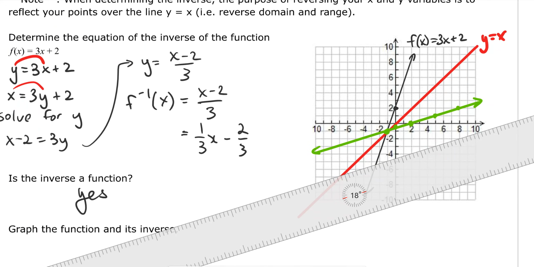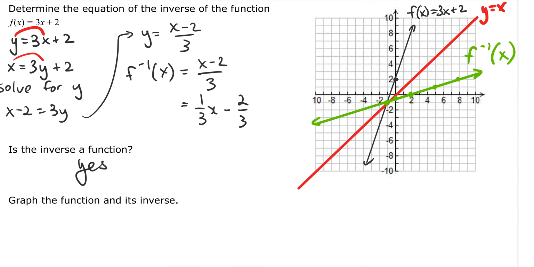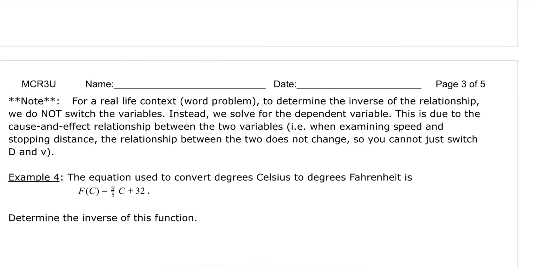And you can see that the green line is a reflection of the original function. And this green line is my inverse function. You can label it too. Okay. All right, let's look at an application problem.